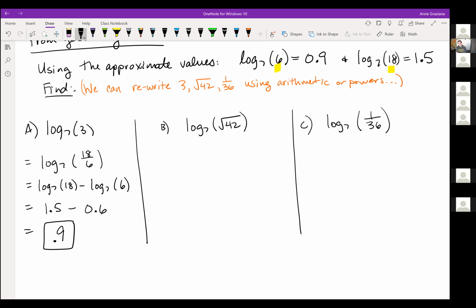Any questions? Log base 7 of 6 was 0.9. Yeah, 0.9. No, for log 6 you put 0.9, not 0.6. It's 0.9. I switched these. Thank you.